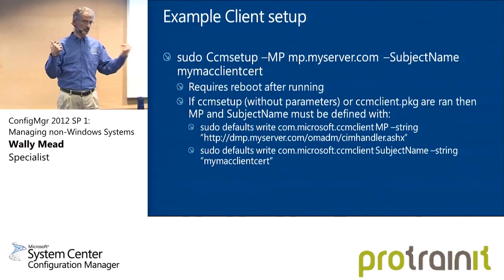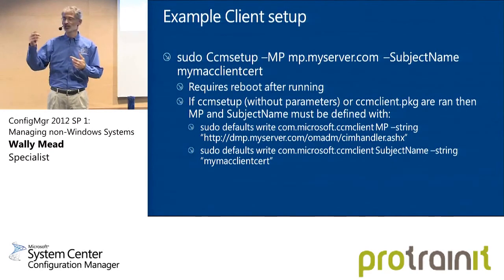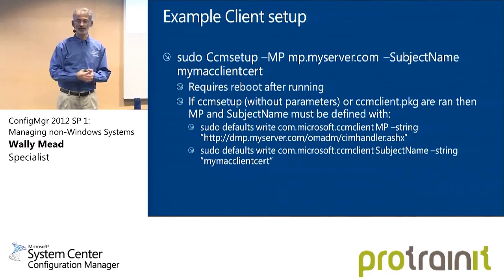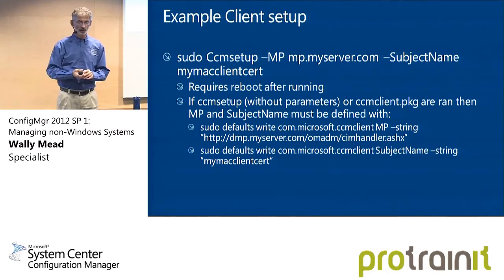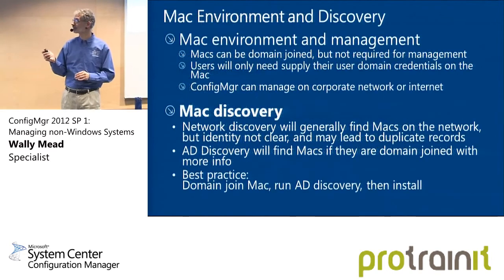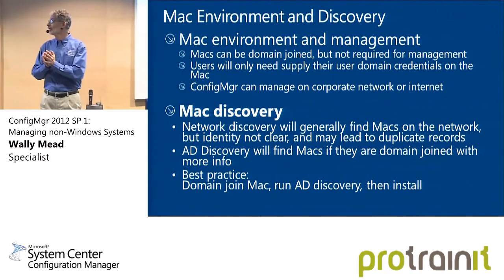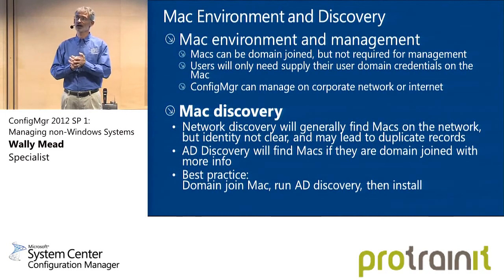Here's a command. I don't know if this is the same command Panu ran to install his client. Run sudo commands, CCM setup, specify the MP you want to initiate communications with, and then your subject name for the certificate that you're utilizing. Then do a reboot, and once you've done that, it'll go ahead and install your client agent, and you're off and running.